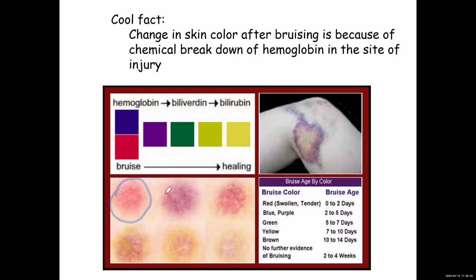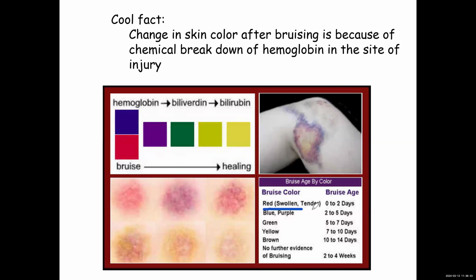under your skin, right? So that's blood under your skin, and blood has plasma, of course, and has red blood cells. Red blood cells are full of hemoglobin. Hemoglobin breaks into biliverdin first and then bilirubin. And all of these, heme and biliverdin and bilirubin, are pigments. And this is how their color changes when bruises progress.